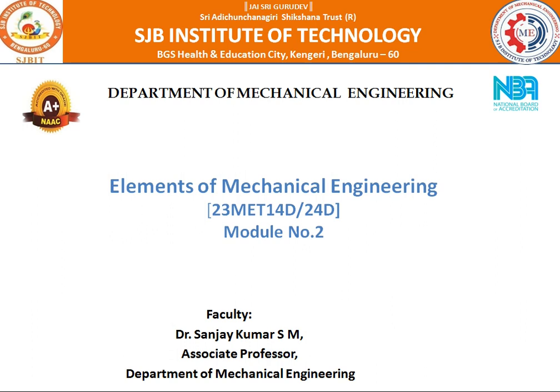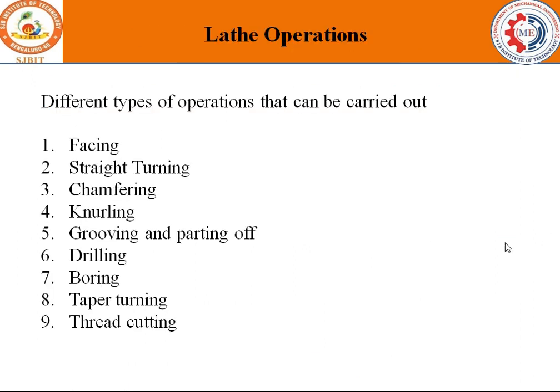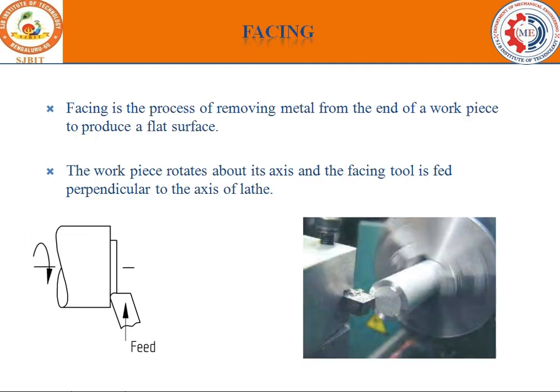So in the second module, we are going to discuss the operations which are carried out by using the lathe. So what are the general operations you are going to carry out by lathe? Different types of operations which can be carried out are facing, straight turning, chamfering, knurling, grooving, parting off, drilling, boring, taper turning, and thread cutting. So like this, nine operations can be carried out by using the lathe.